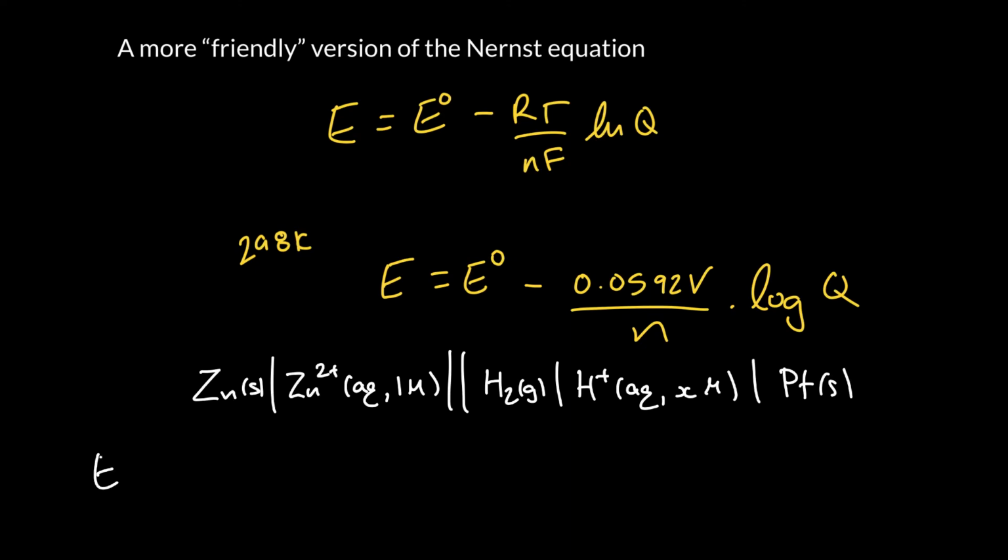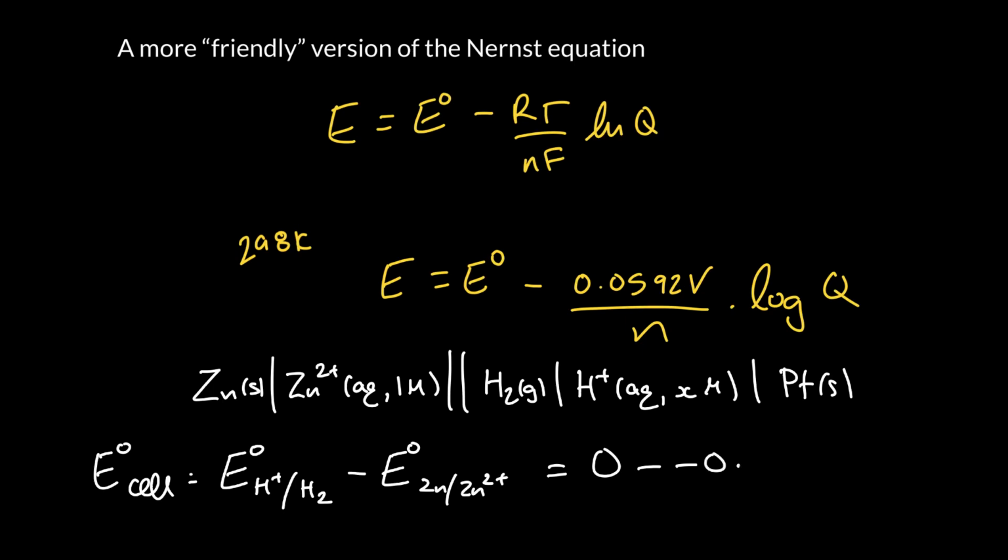So E cell is E right hand side minus E left hand side. So we know that the standard hydrogen electrode would be 0, so it's just that minus the zinc electrode. Okay, so that is 0 minus negative 0.76 volts, so that is positive 0.76 volts.